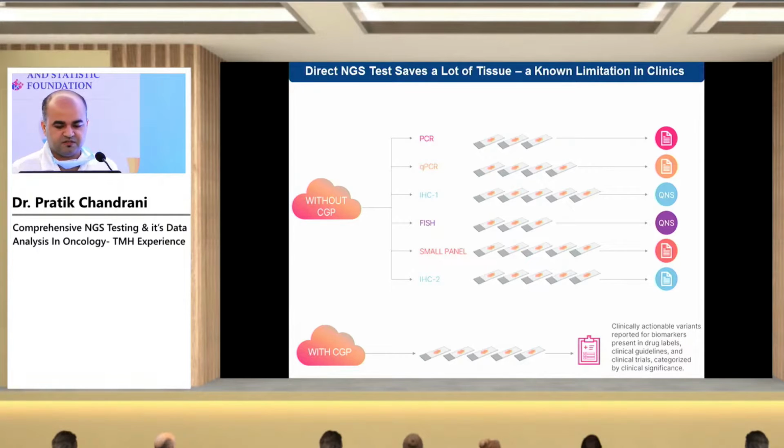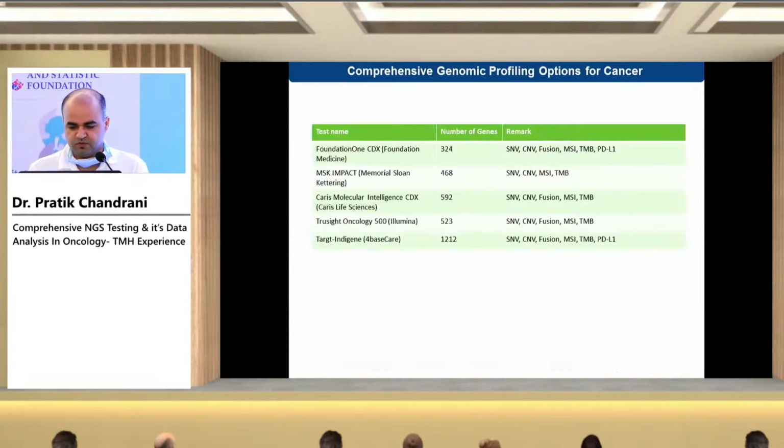of a typical patient. If you go for comprehensive genomic sequencing right away, then we can make the same comprehensive information available at the expense of about 5 to 7 sections only. So that saves a lot of tissue, and this can be very critical for cases like lung cancer, where getting a large chunk of tissue is a major problem.